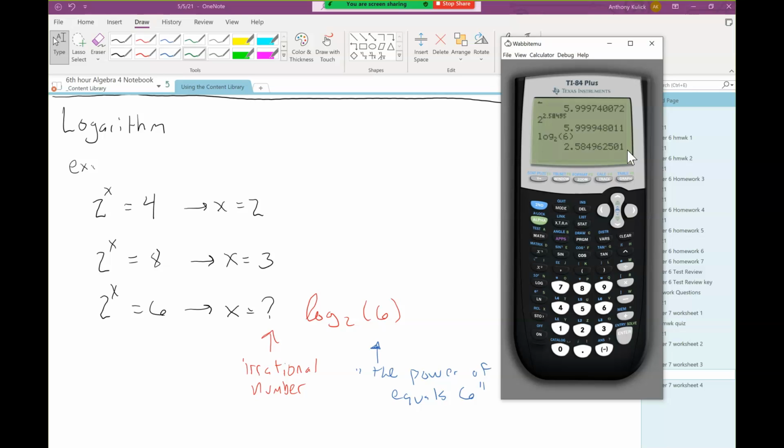So if I do 2 to that decimal power, I get 6. Well, that number is infinitely long. The calculator is making an approximation because it has only so much memory space.